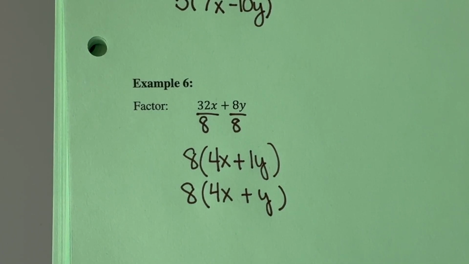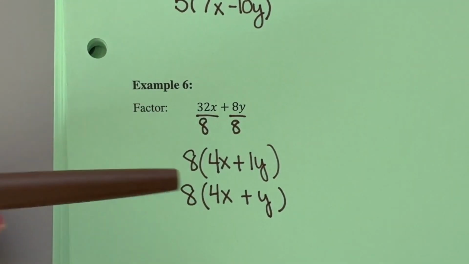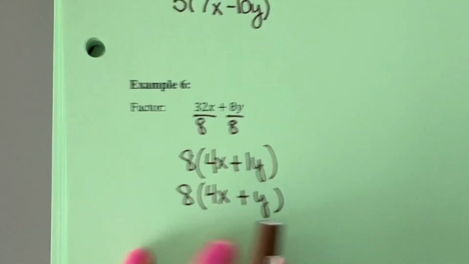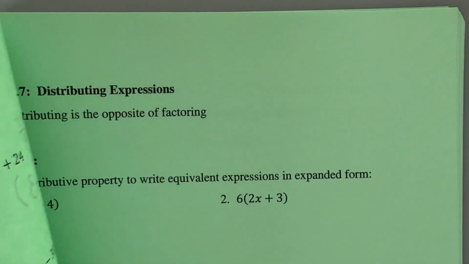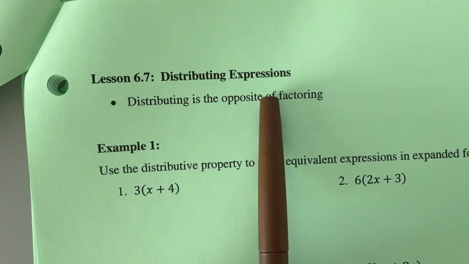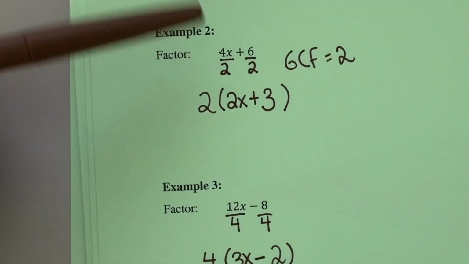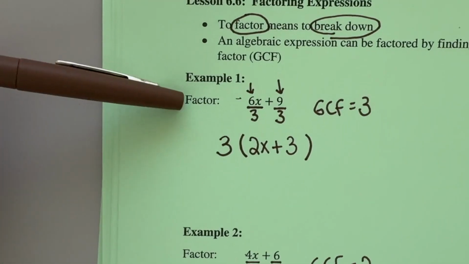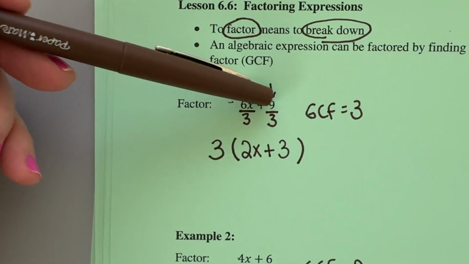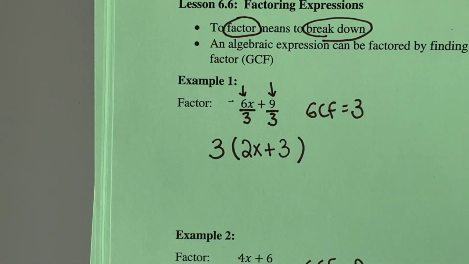So the thing of it is, guys, I know we're using letters and such here because we're doing a little bit of algebra, but the next lesson, which I can allude to, is called distributing expressions. Distributing is the opposite of factoring. So let's go back to this first example here. Remember we had 6x plus 9, we divided by 3, and then we got this situation. So this is how it goes.